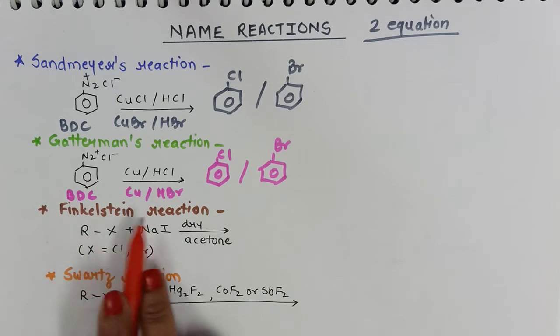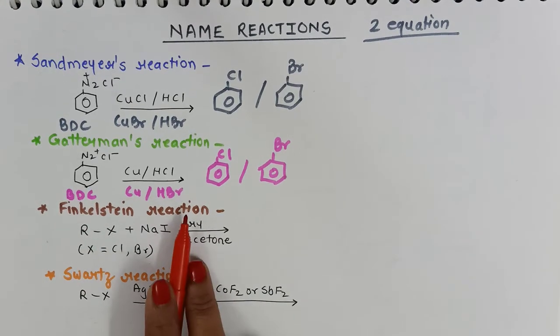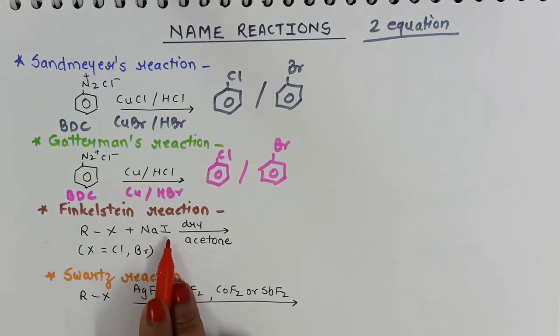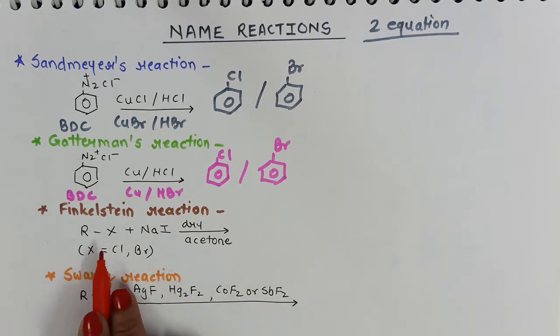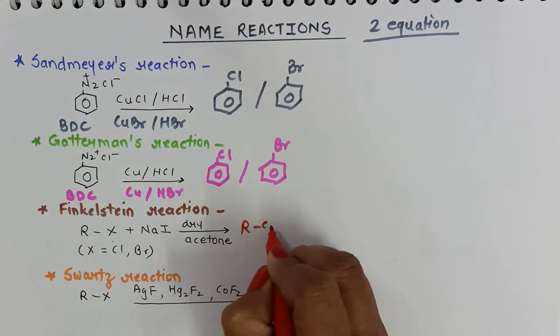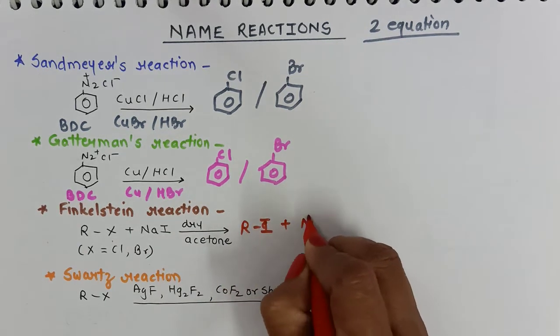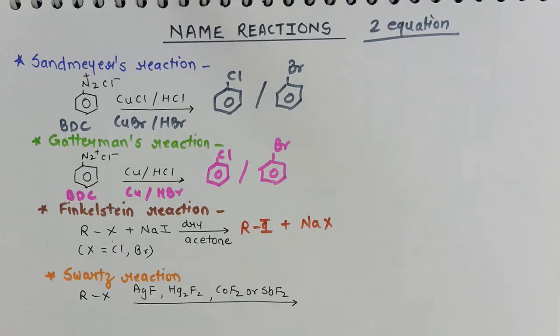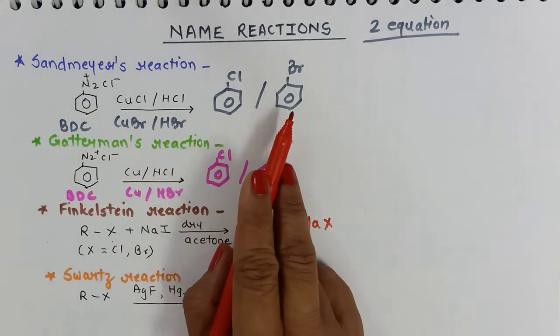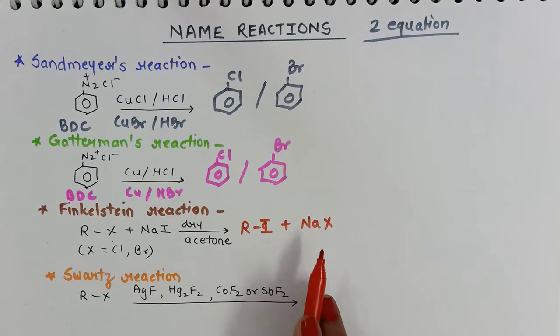The next reaction is Finkelstein reaction. Finkelstein reaction is used when you want to prepare specially iodoalkane, and the halogen which will be substituted or replaced will be either chlorine or bromine. The reaction is carried out in presence of dry acetone, where you will get iodoethane along with sodium chloride as the byproduct. Now in board exams, if a name reaction is asked to you, you can write the particular example or you can write the general equation also. In both cases you will get the marks.